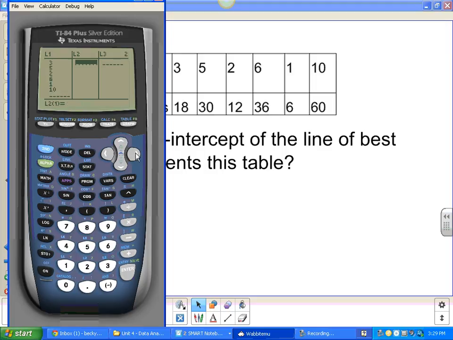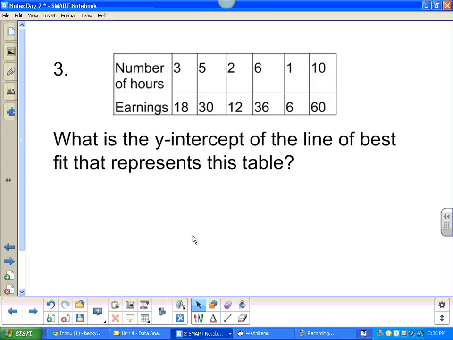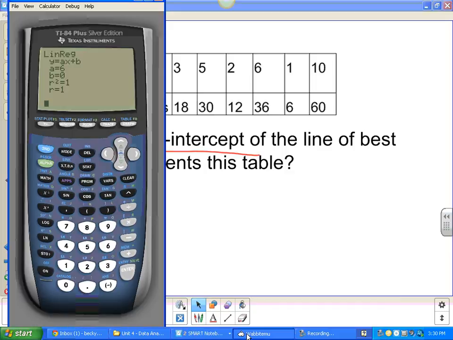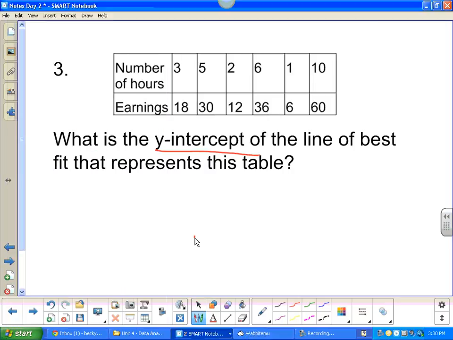Okay. Double check. Looks good. Okay, and again, what is it asking for? It says that it wants the y-intercept. The y-intercept here would be my b, and b is 0. And if you think about it, this makes sense because your y-intercept is always your starting point. If you work 0 hours, how much are you going to make? You're going to make $0.